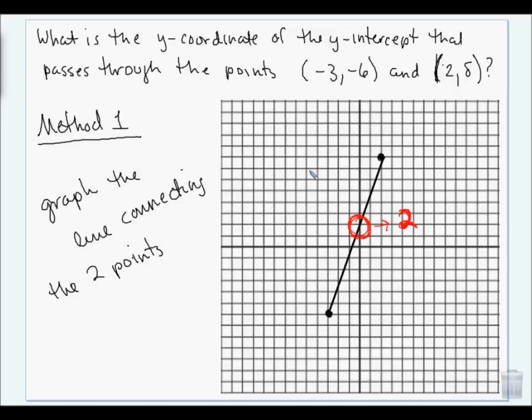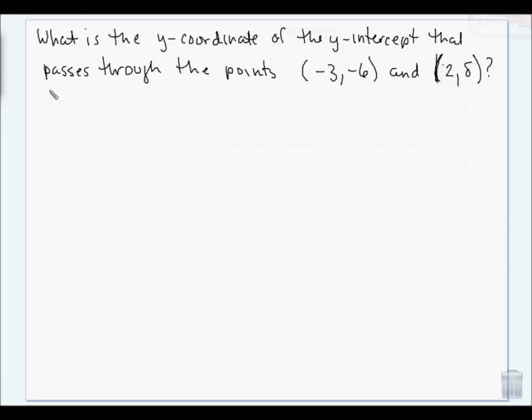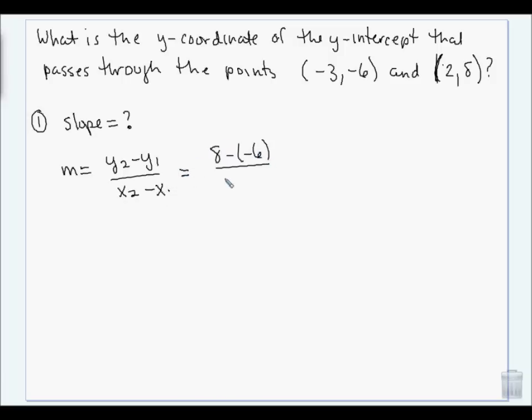Method 2 is algebraically, which is more exact. Alright, so first, we have to find the slope. So that's this equation, y2 minus y1 over x2 minus x1, which you'll recall. So if I do 8 minus -6 over 2 minus -3, I'm going to get 14 over 5. That stinks.